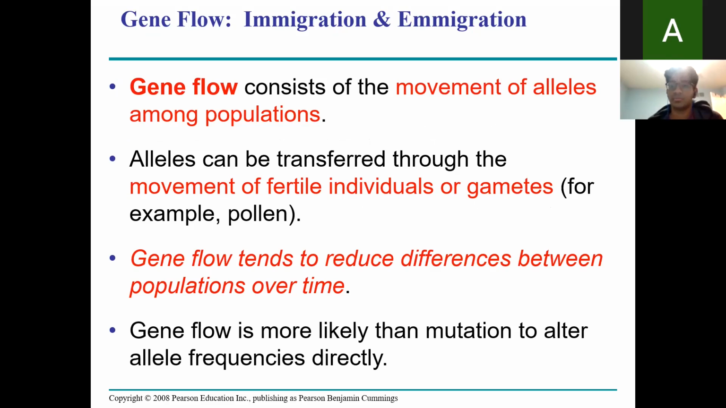Pollen's a good example. So the plants reproduce, they produce pollen, and that pollen is carried by the wind to very far away areas, and then you get those genes into a different plant that might be very far away. Gene flow tends to reduce differences between populations over time because different populations mix, so they share their traits. It's less likely for mutation to alter allele frequencies directly. Mutations are pretty rare.